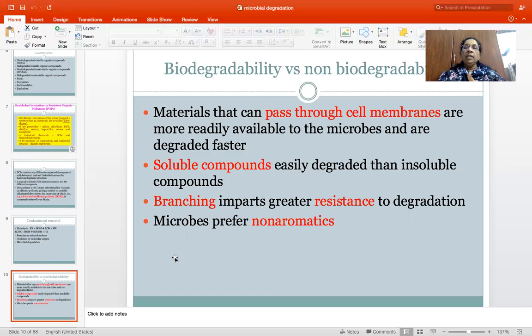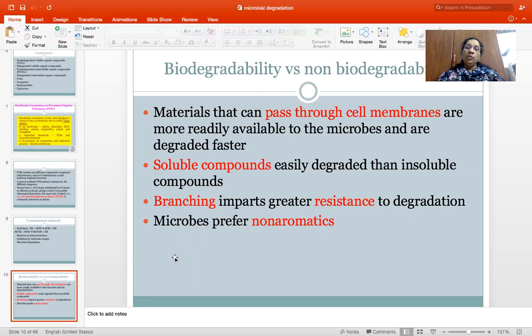Extracellular enzymes are secreted outside the cell. Larger molecular weight compounds are degraded by use of extracellular enzymes. And once these compounds are degraded to small molecular weight compounds, they can pass through the cell membranes and enter into the cell, and further degradation occurs by the use of intracellular enzymes.